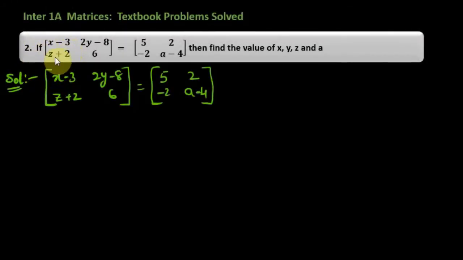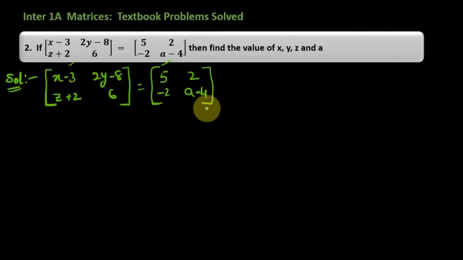Here he gave two matrices, right, and he is asking us to find the values of x, y, z and a. So if you observe, he is saying these two matrices are equal, right? So equal means their corresponding elements are also equal. Simply we'll equate the corresponding elements and we'll find the values of x, y, z and a, right?